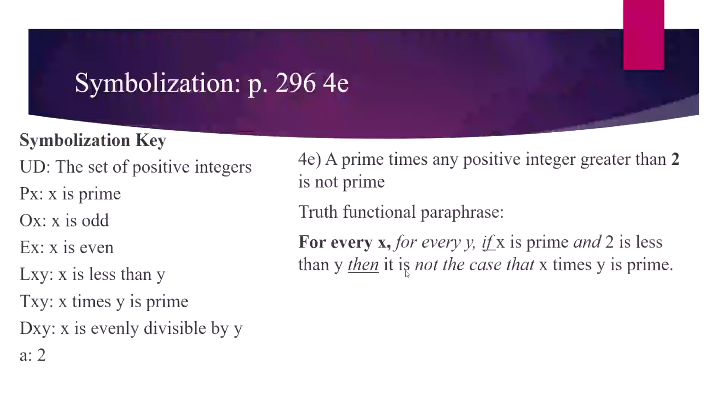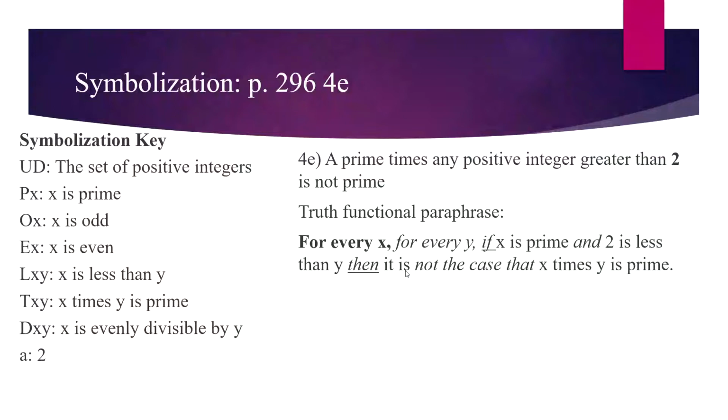if x is prime. But for y, we're specifying that 2 is less than y. The original problem says a positive integer greater than 2, but we don't have a greater than predicate in our symbolization key. So what we do is we use the less than predicate and reverse it, right? If the positive integer y is greater than 2, then 2 is less than y.